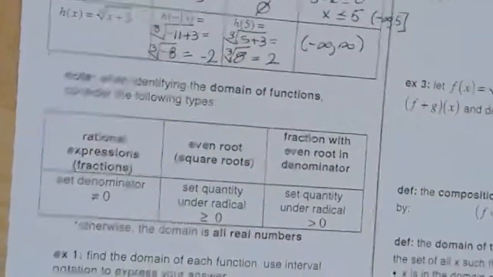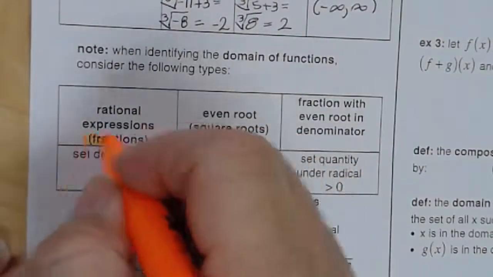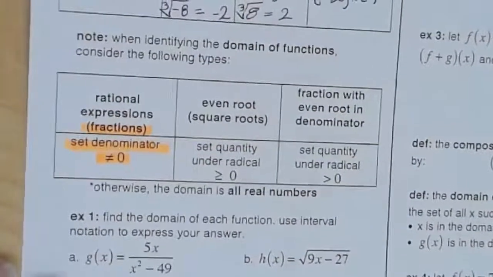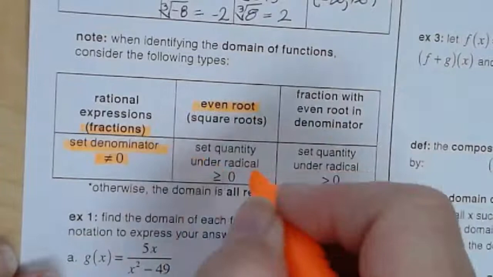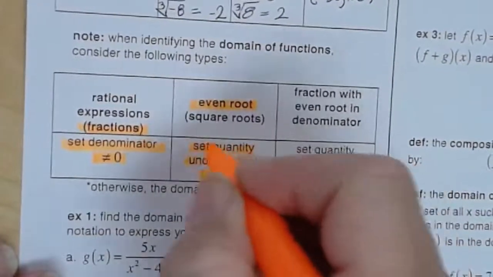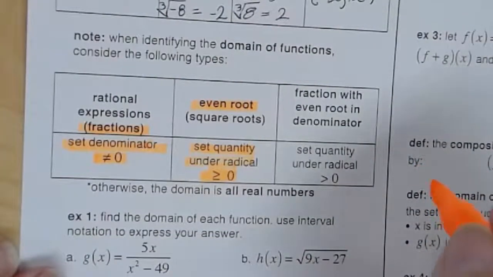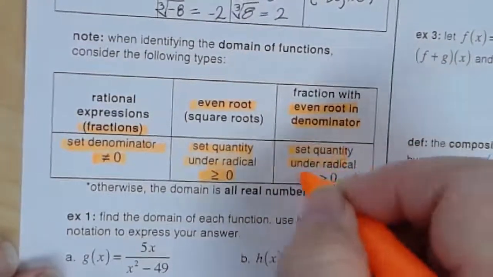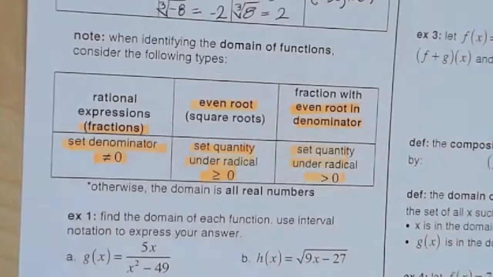So basically it comes down to this. When you're trying to find the domain, the only time there are restrictions, if it is a fraction, you're going to set the denominator not equal to 0 because you can't have a 0 in the denominator. If it's an even root, you're going to set the quantity under the radical to be greater than or equal to 0, just like we did up above. If it's got an even root in the denominator, then you're just going to set it greater than 0, because you can't have it equal to 0 if it's in the denominator.